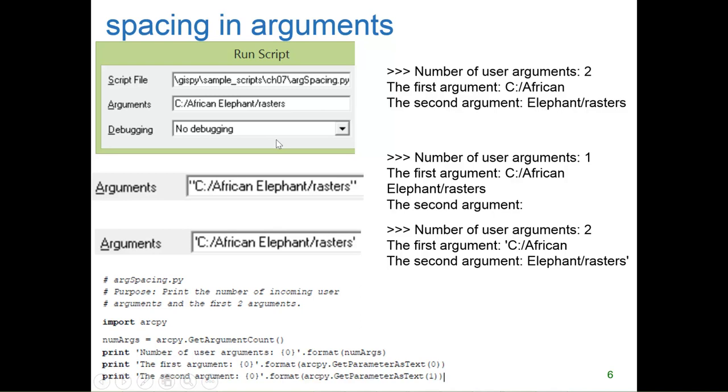So in order to prevent that problem, we need to use quotation marks around an argument that has embedded spaces. That way we'll get the whole first argument, C/African space elephant/raster. It just wrapped here because it's on a slide, but this is taking the whole path as a first argument, and then it doesn't see any second argument. Word of warning is that you do have to use the double quotes in this situation.